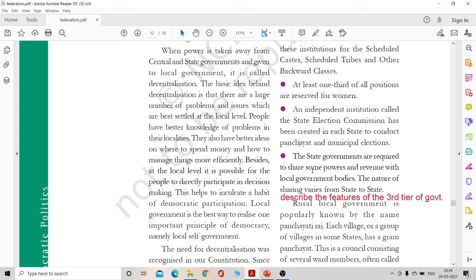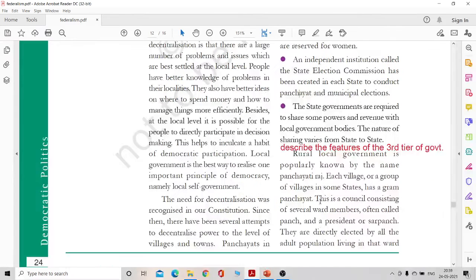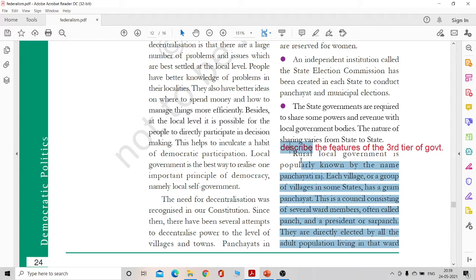Now, we come to the Panchayati Raj. The question that is asked is, describe the features of the third tier of government. Students sometimes get confused, bhai, what is the third tier of government? Right? So you don't need to get confused. Please remember that the third tier of the government is none other than the panchayat, right? So the question can come in a twisted manner, describe the features of the third tier of government, or it can come in a direct manner, describe the features of the Panchayati Raj or local self-government. So here you have to mention the rural local self-government, which is popularly known as Panchayati Raj.